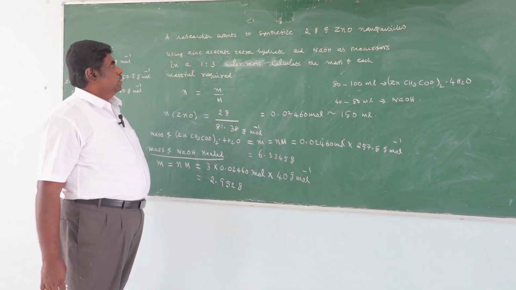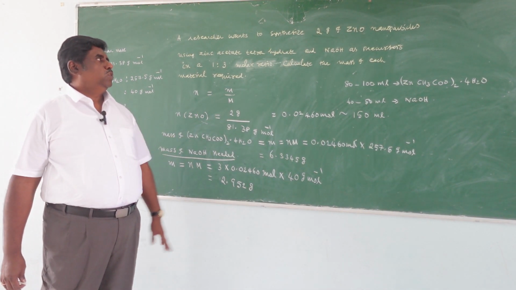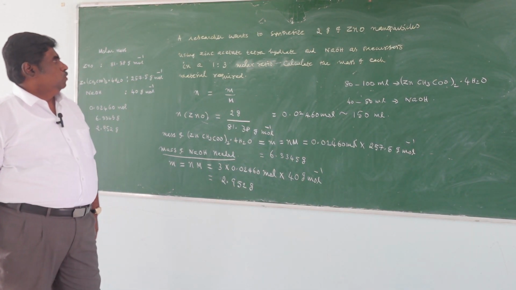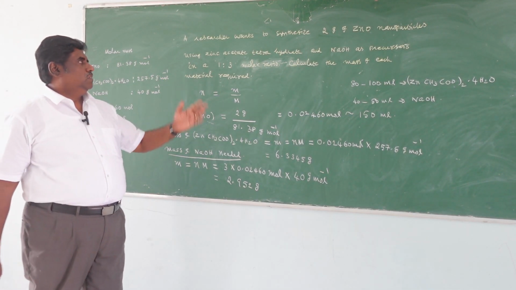So in this way, we may make our preparation to harvest 2 gram of zinc oxide using zinc acetate tetrahydrate and sodium hydroxide in a 1:3 molar ratio.